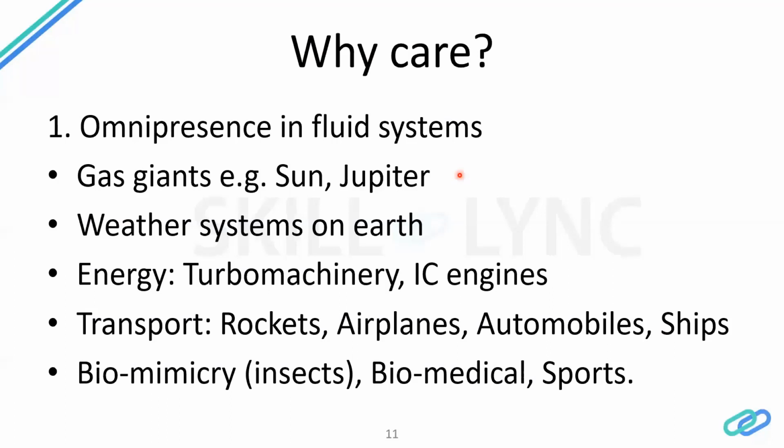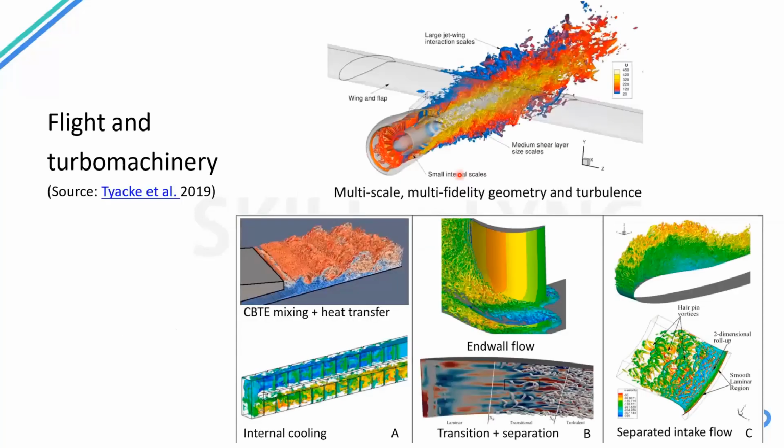Similarly, if you come towards the engineering applications now, in turbomachinery, for example, in transport, in automobiles, ships, rockets, everywhere you can imagine. I'd like to give you an example of how turbulence is important in flight and turbomachinery. As you could imagine, this is a wing and an aero engine, which is structured into the wing. Now, looking at various aspects.